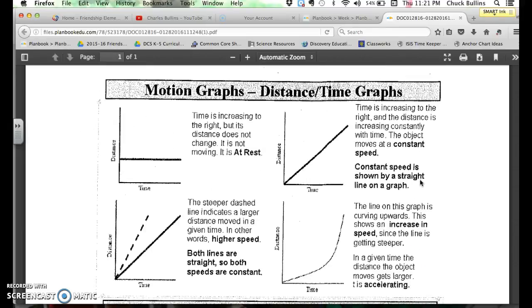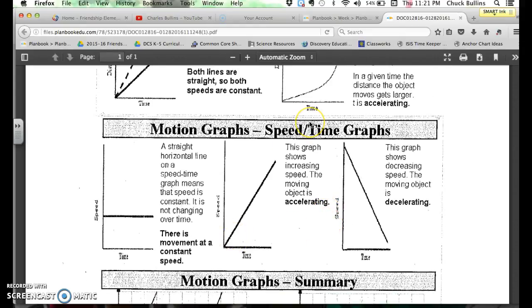I go back to my chart and I notice that this is accelerating. Even if you get this confused with a distance time graph, the answer is never going up a hill. This is not a hill. It does not represent a hill. It either represents distance going up or speed going up. Please do not make that very common error.